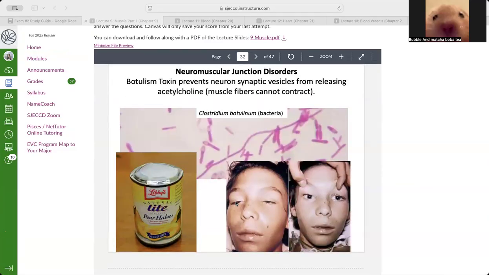A neuromuscular junction disorder would be botulism toxin. There's a bacteria called Clostridium botulinum that prevents the synaptic vesicles from releasing acetylcholine, which will stop muscle fibers from contracting and cause paralysis.